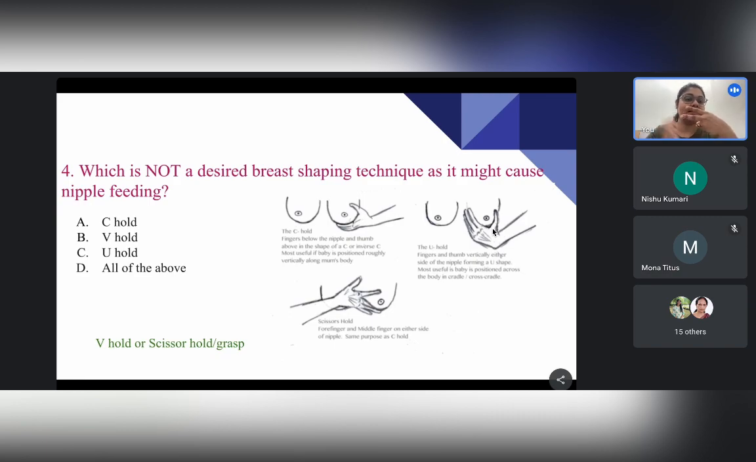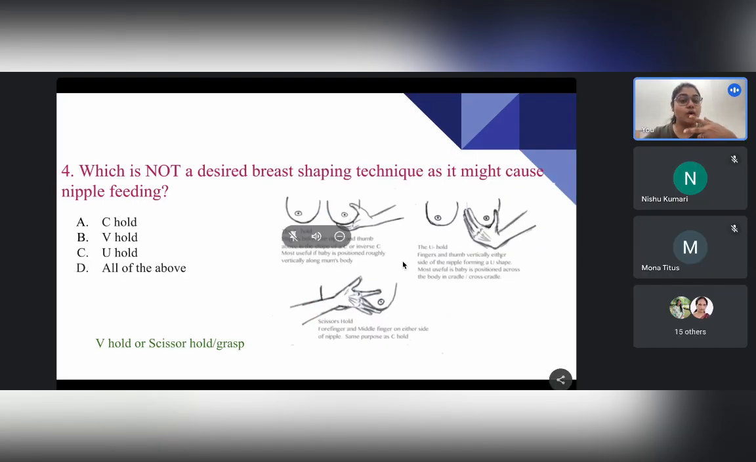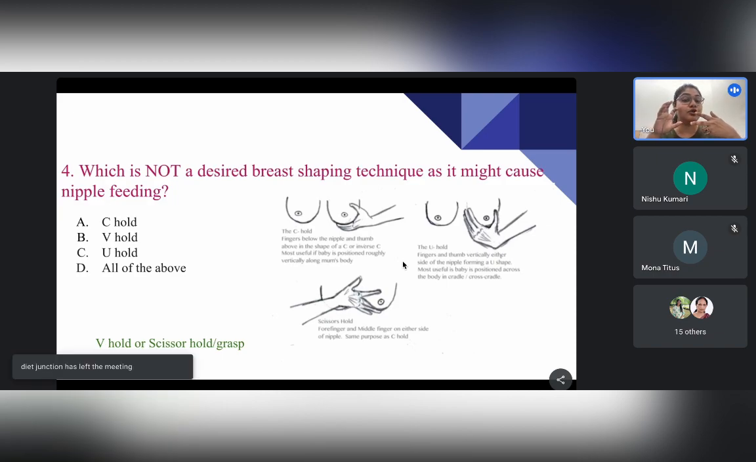So if a mother is placing her fingers like this on the breast, it leads to a tendency of nipple feeding. As you can see here in the scissor hold, the forefinger and middle finger are on either side of the nipple, right? So if this is the hold in which the mother is holding the breast tissue, there might be chances that the lower areolar part is not going inside the mouth properly.